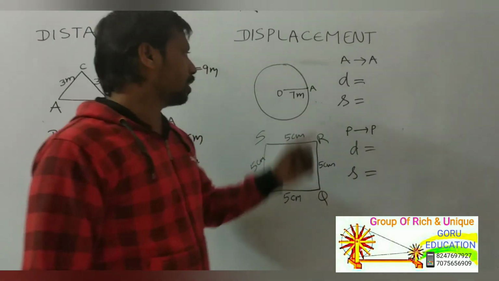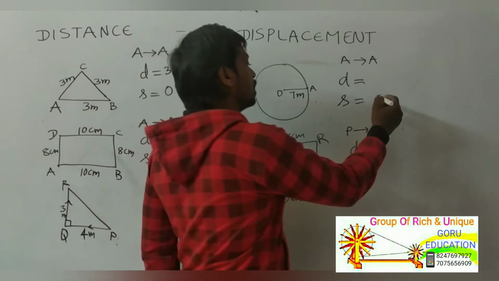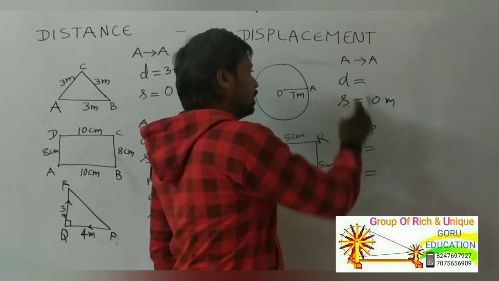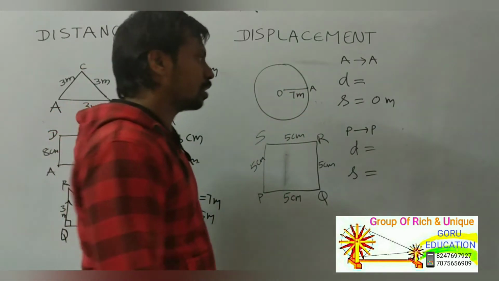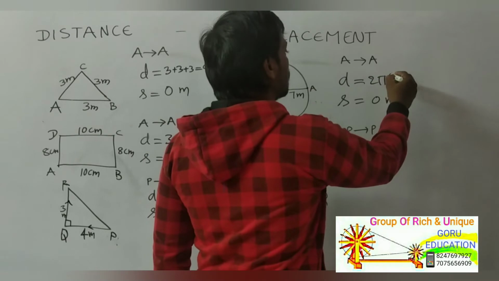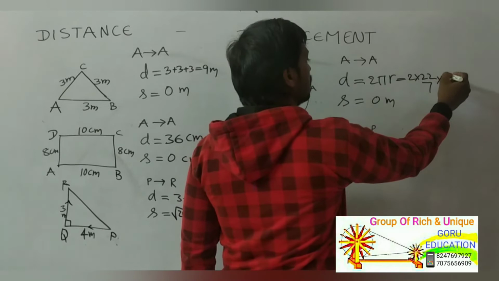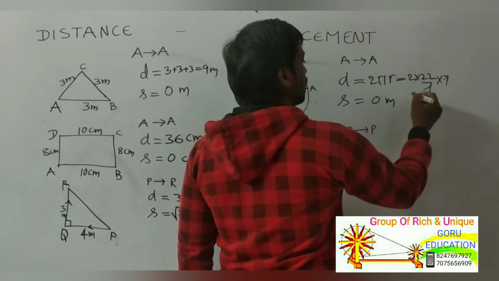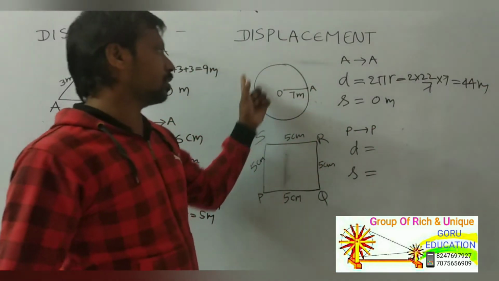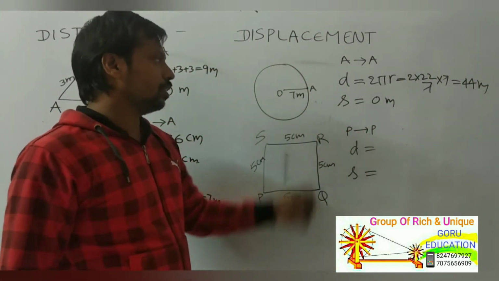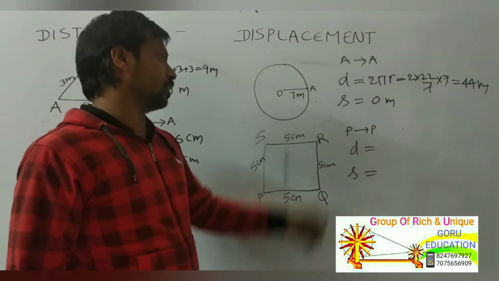Next one, a circle. A to A, final and initial points both coincide, therefore 0. Distance means the total length, that means one circumference, 2 pi r, where r equals 7 meters. So 2 into 22 by 7 into 7, the 7 cancels. Therefore 44 meters. Distance is 44 meters. But s is equal to 0 because final and initial points both coincide.